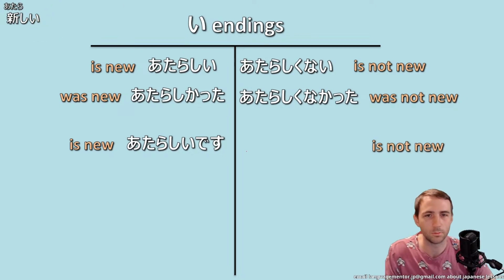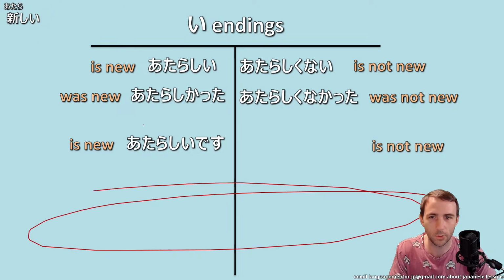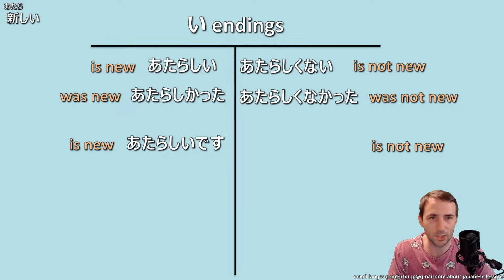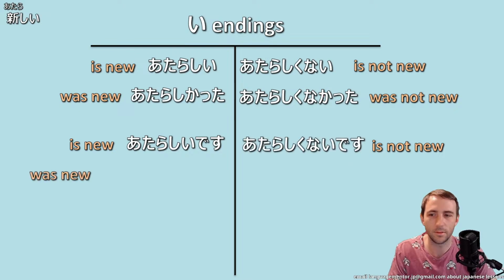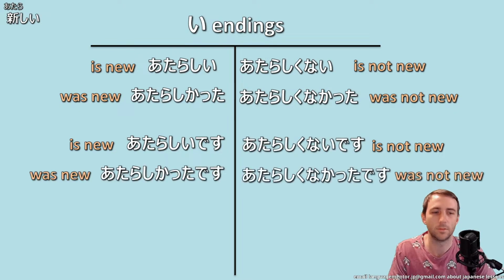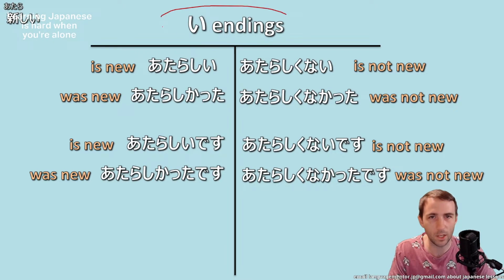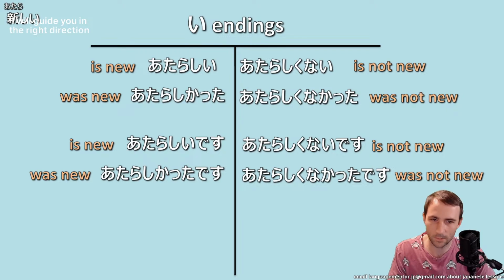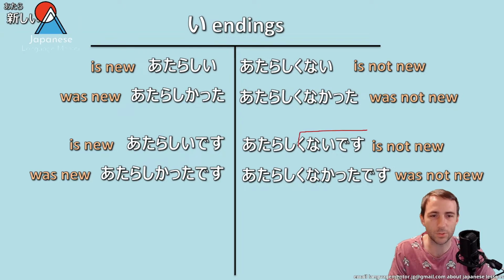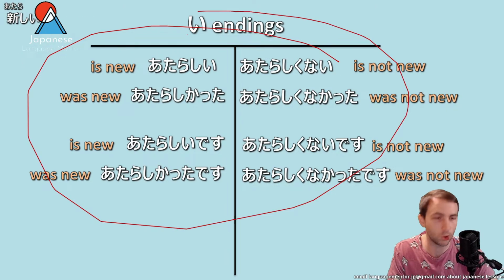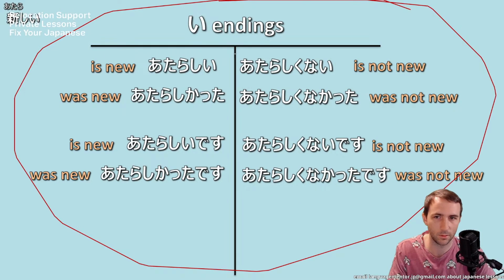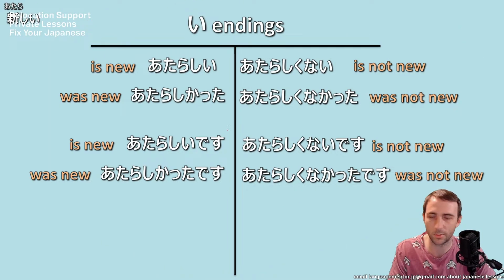Is not new. And what about all the other ones? We just add des. It's that simple. Okay. E endings are awesome. They are the easiest conjugations. Okay. 新しくないです. If you're trying to speak Japanese, this is perfect. This is all you need for E endings, basically.